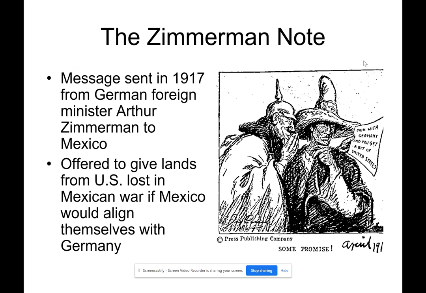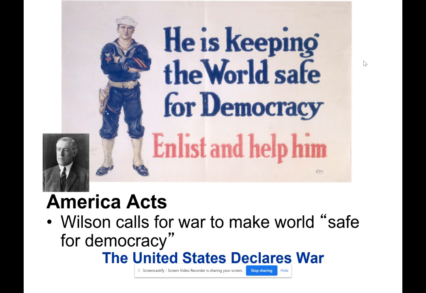And there was a note sent in 1917 from the German Foreign Minister Arthur Zimmerman to Mexico. He offered to give lands the United States took in the Mexican War if Mexico realigned itself with Germany.